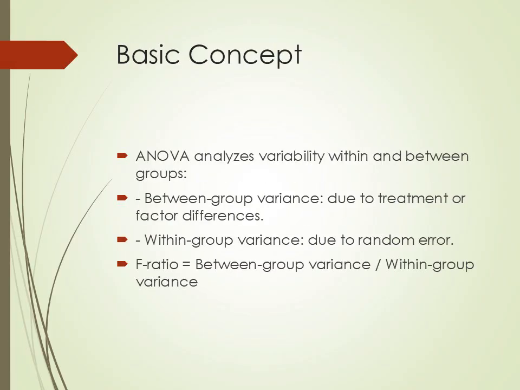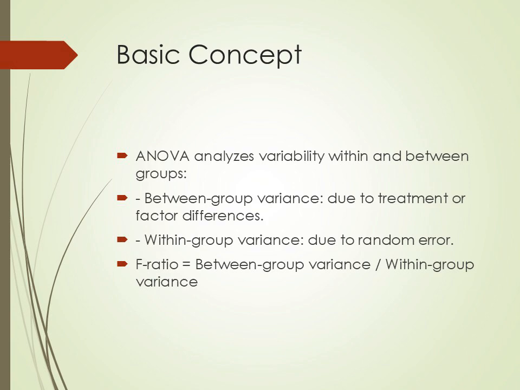Next, what is the basic concept of ANOVA? ANOVA analyzes variability within and between groups. This type of variance analysis is very good in research because you will know the difference between two groups or more than two groups. The between group variance is to understand the difference due to treatment or factor difference. Suppose you take a group of fishes and you're going to feed them with 3 different diets. What is the reason for the change in growth? Is it because of diet 1, diet 2 or diet 3? Such between group variances can be checked.